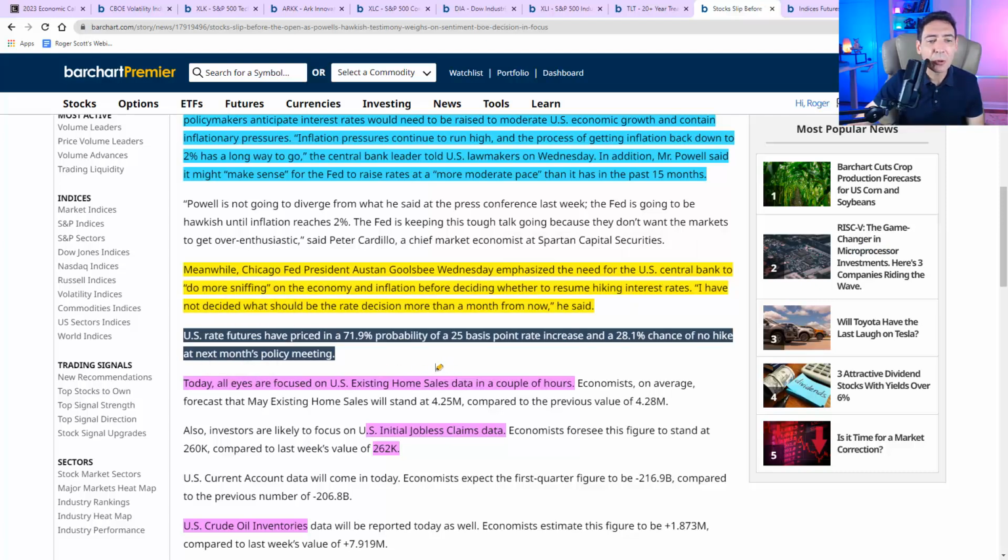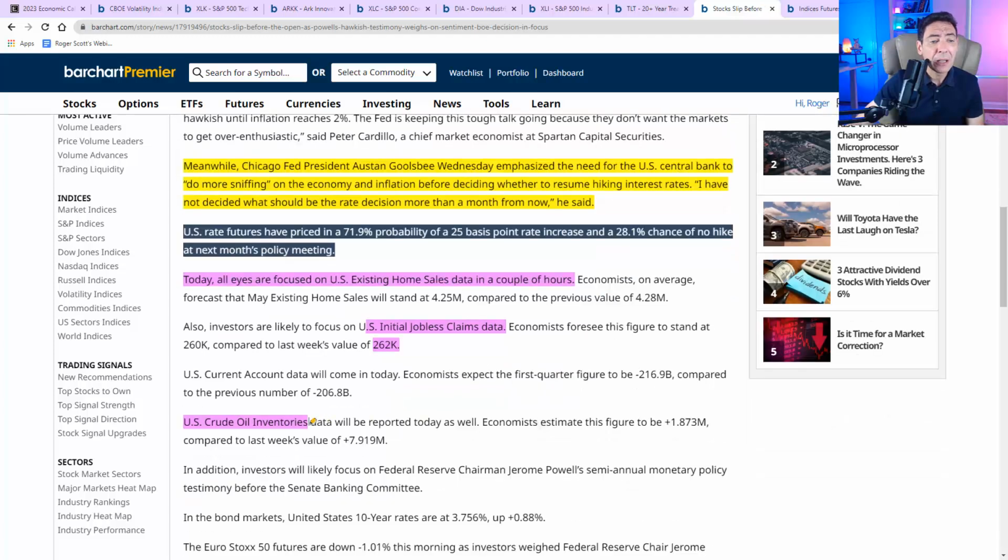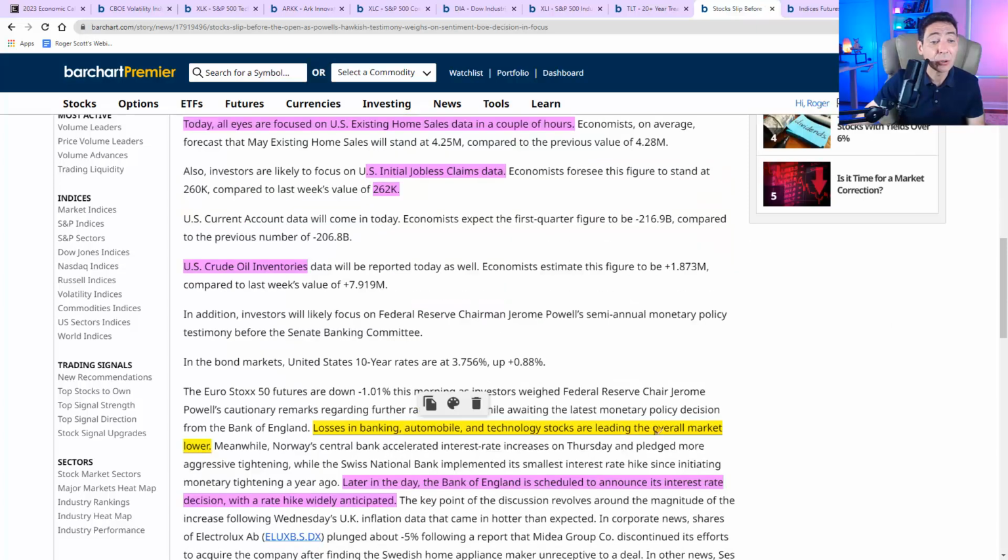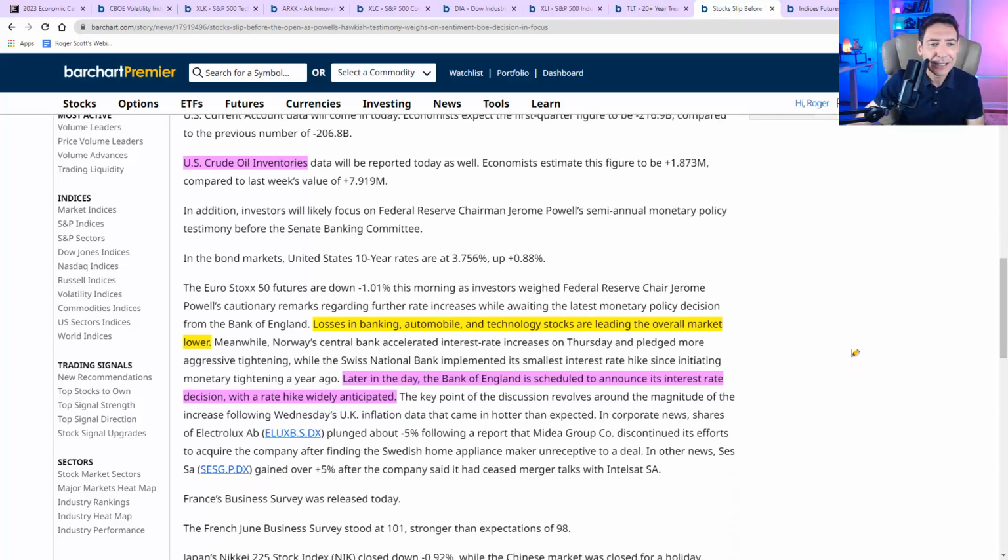Today we're going to be looking at U.S. home sales and jobless claims. We're looking at 262. I'm hoping that the number's lower. Home sales have been pretty steady. U.S. crude oil inventories. I'm looking to see how negative news impacts crude oil because crude oil is not bouncing back as fast as it used to, and I warned you about that. In Europe, we're looking at losers in banking, automobile, technology stocks, kind of looking like it's leading the overall market lower. I was going to say that's pretty broad. Financial, automobile, and technology, that's like 3 out of 6.